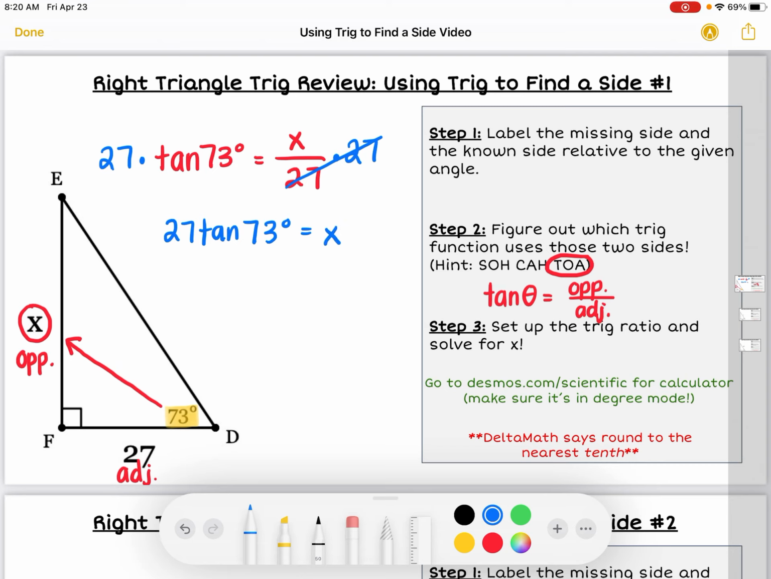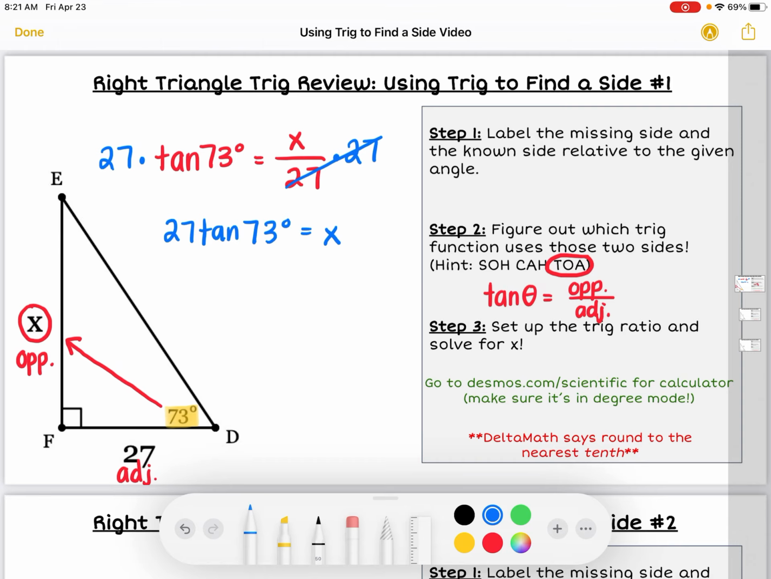Now all I have to do is use a calculator, put 27 tangent of 73 degrees in the calculator, and it'll give me a decimal, which we're going to round to the nearest tenths place because that's what you have to do on the Delta Math assignment. So if you don't already have it pulled up or you don't have a scientific calculator you like to use, go to desmos.com/scientific, and that will be a really good calculator for you to use. You always want to make sure it's in degree mode because we're putting in a degree. It's automatically in degree mode, but it's always good just to double check because in the future we will use radian mode when we're using radians.